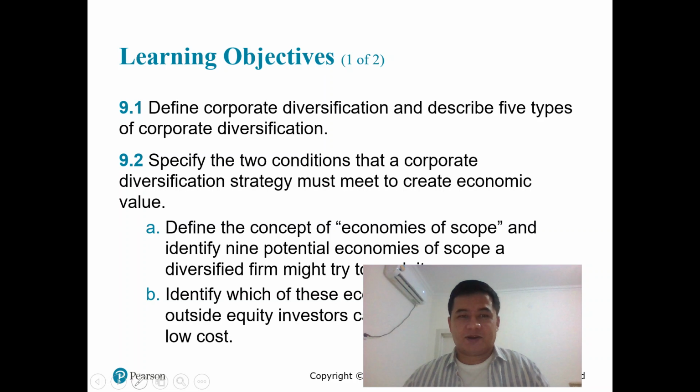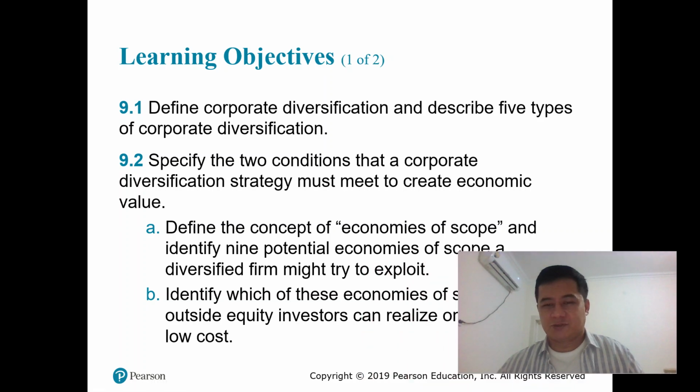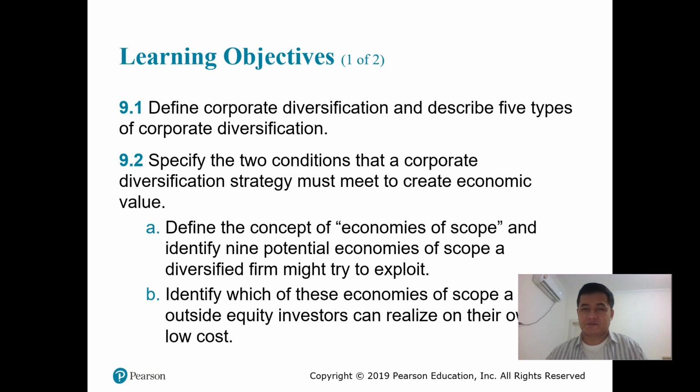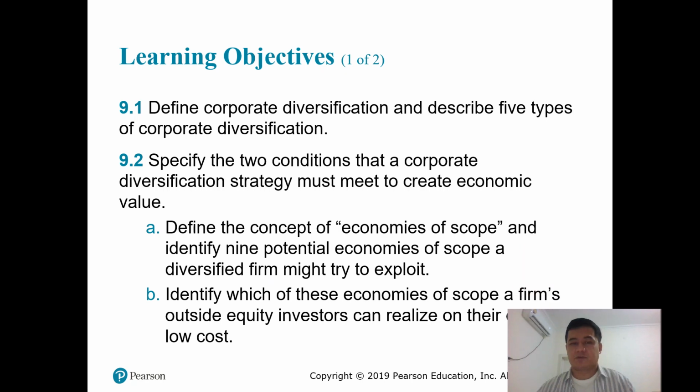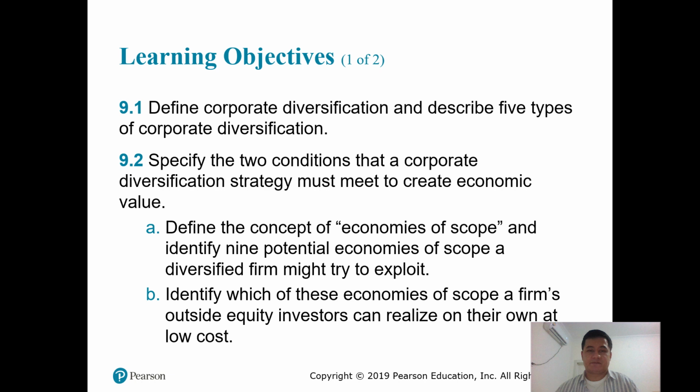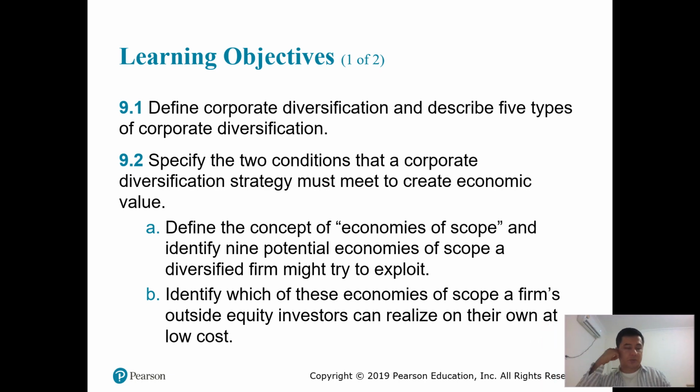Okay, so the learning objectives for today are defining corporate diversification and describing five types of corporate diversification, specifying two conditions that a corporate diversification strategy must meet to create economic value, defining the concept of economies of scope and identifying nine potential economies of scope a diversified firm might try to exploit, and identifying which of these economies of scope outside equity investors can realize on their own at low costs.